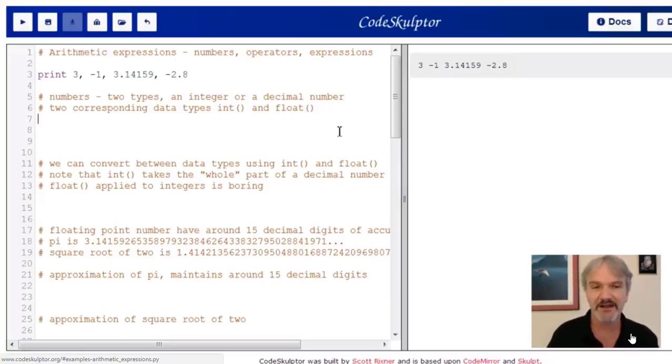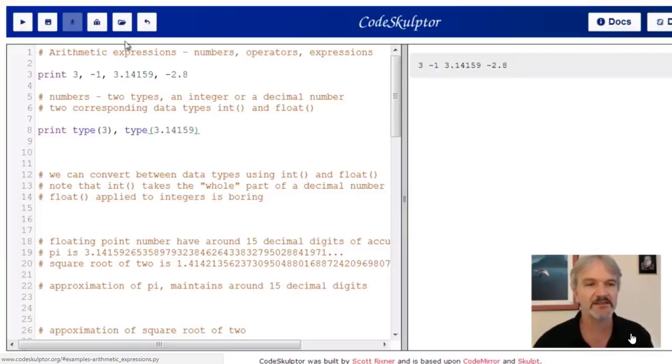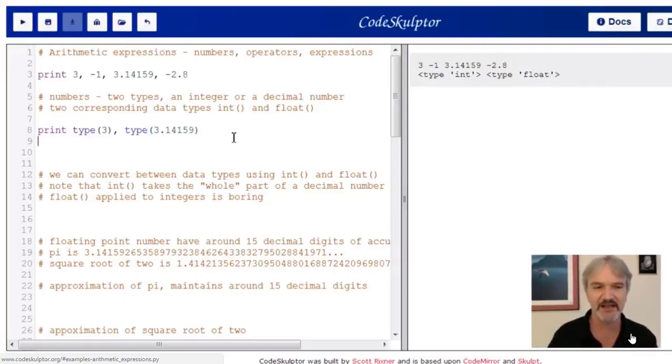And if you're ever in any doubt about what kind of number you're working with, there's a function in Python that can actually tell you what type of number you're working with. It's called type. So I could say type 3, or maybe type 3.14159. If I run that, well, I'm going to guess this is an int and this is a float. Let's run it. Sure enough, it's an int. This is a float.